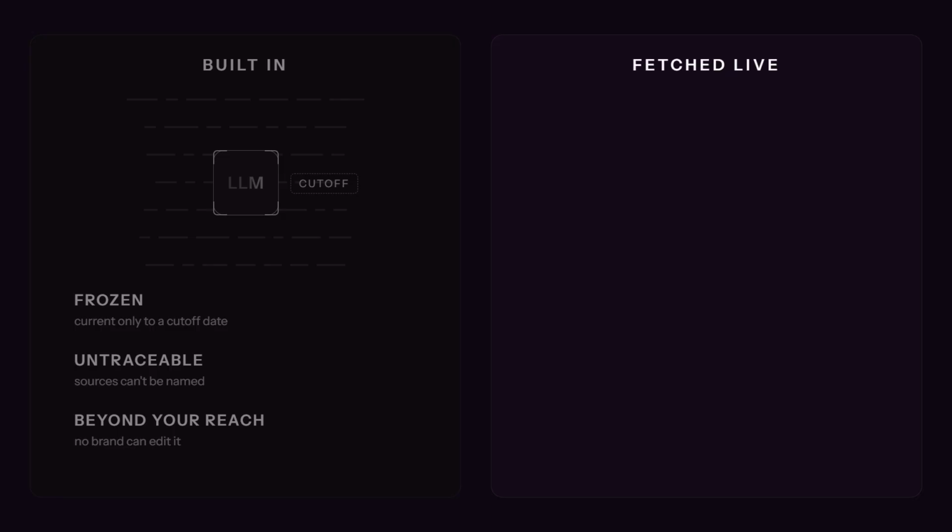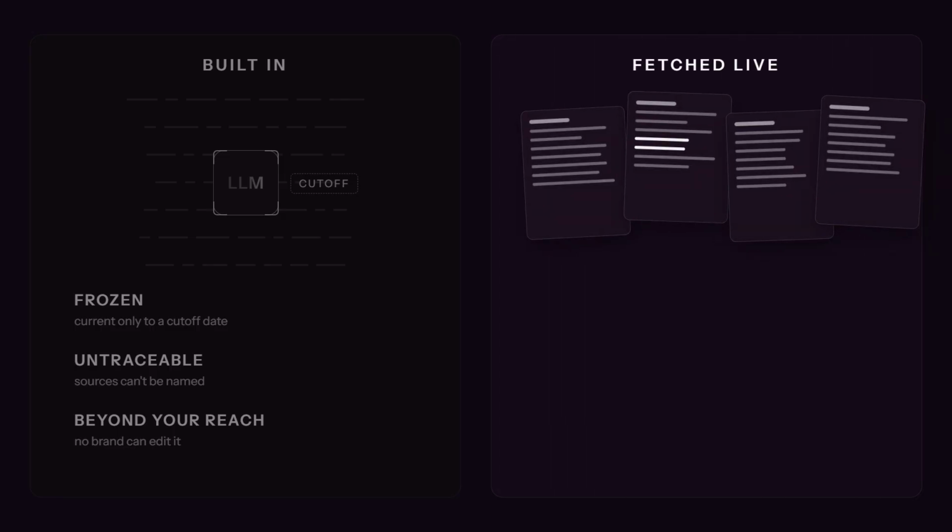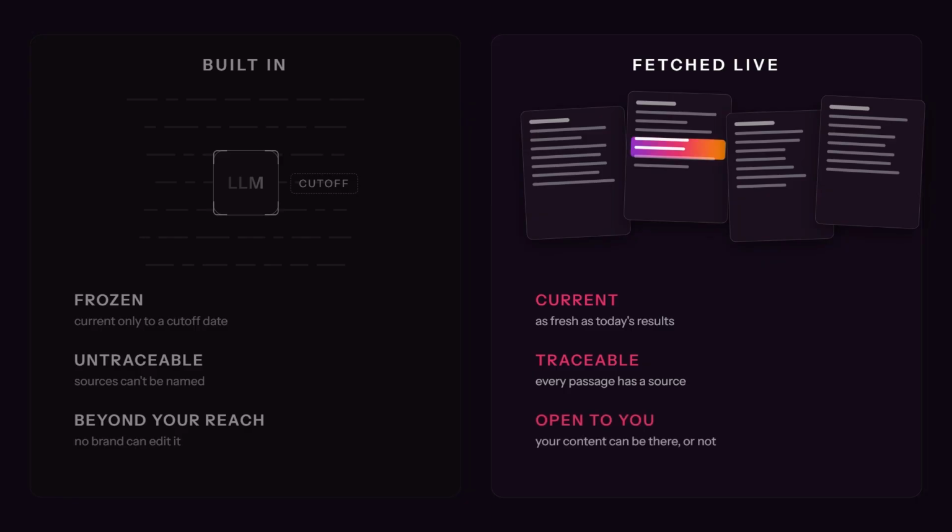The second kind of knowledge is fetched live. At the moment of the question, the system runs searches, pulls in pages, reads the freshest information it can find. And this live knowledge is the mirror image. It's current, as fresh as the search results it came from. It's traceable. The system knows exactly which passages said what. And it's open to you. It's the live web. Your content can be there or not.